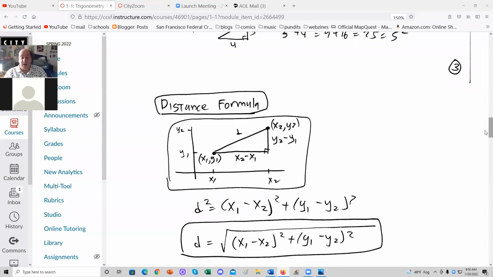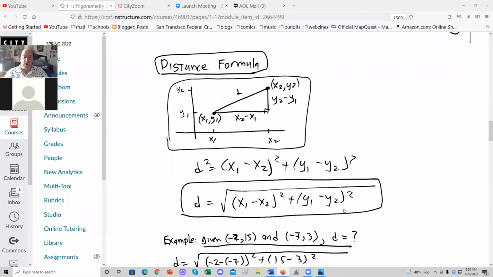And therefore, by the Pythagorean theorem, d squared equals x2 minus x1 squared plus y2 minus y1 squared. I could write it the other way around, it doesn't matter. Squaring a negative is the same as squaring a positive. So d squared equals x1 minus x2 squared plus y1 minus y2 squared.